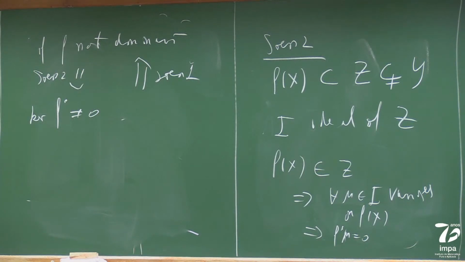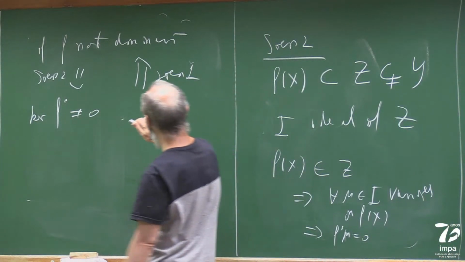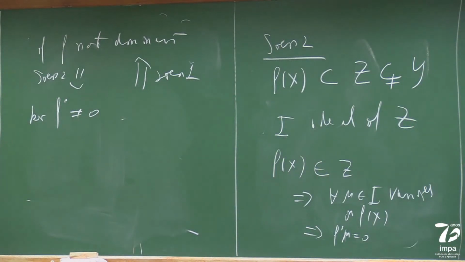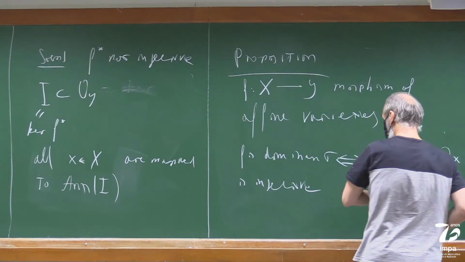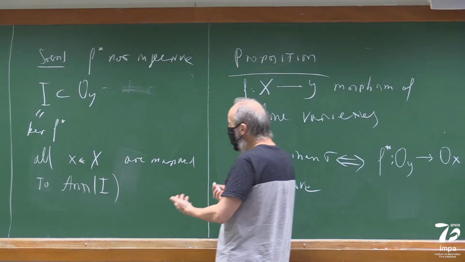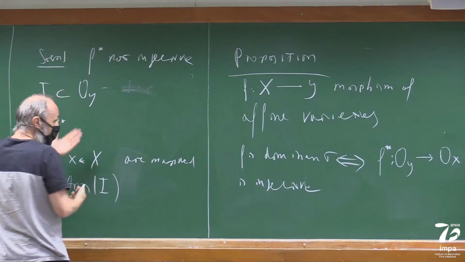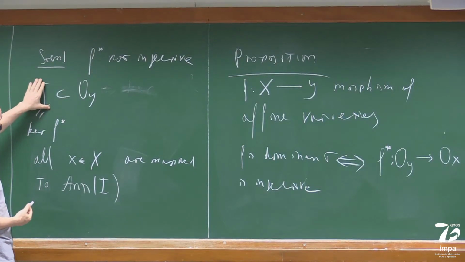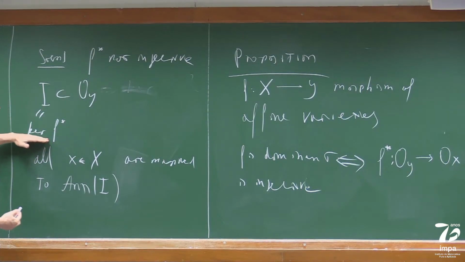So the first step says that, okay, suppose it's not injective. So we start with this. You have the kernel of f star. You take the ideal, which is a kernel, a kernel is an ideal. So you have I, this is your kernel of f star.